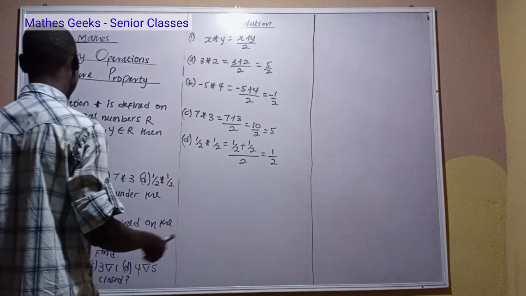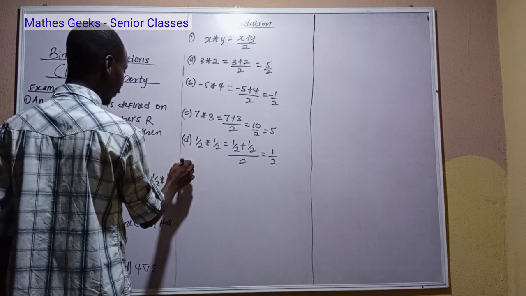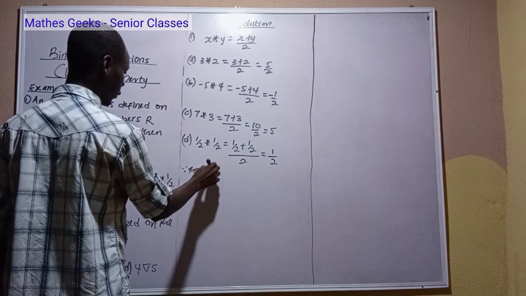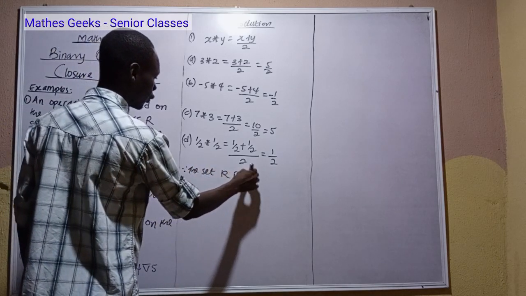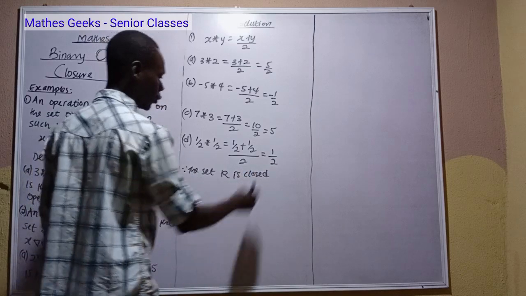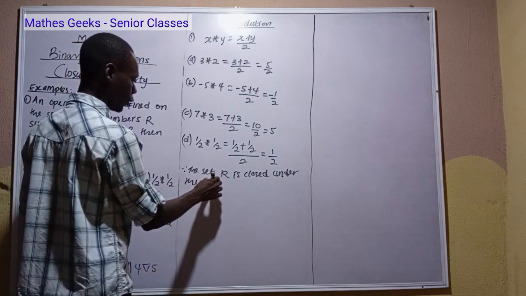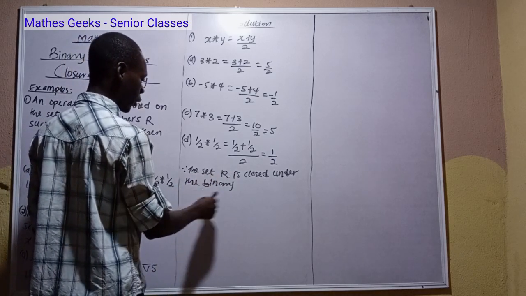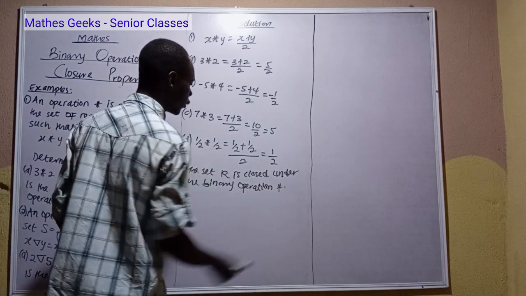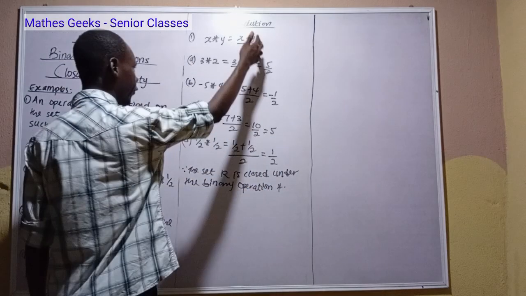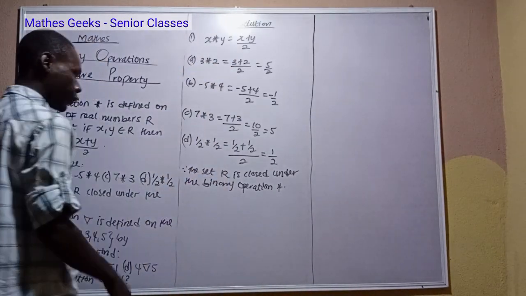So what do we say from this? The question says, is the set R closed under the operation? We say therefore the set R is closed under the binary operation star, because all the elements produced from the combination all belong to the set R.